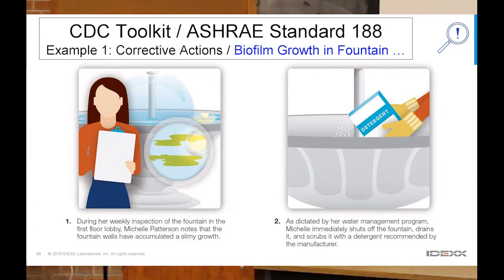The first example was corrective actions for biofilm growth in a fountain. So apparently, the description of the building showed that there was a fountain, maybe in the lobby of this hotel or this hospital area. And so they identify that as a risk. Legionella has been found in water fountains and has been associated with the transmission of disease because it's an exposure source. And so the corrective actions in the water management plan were to do a lot of stuff, and you'll see as we get through here.